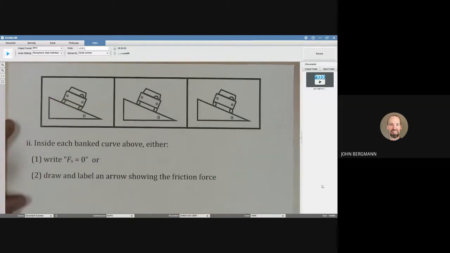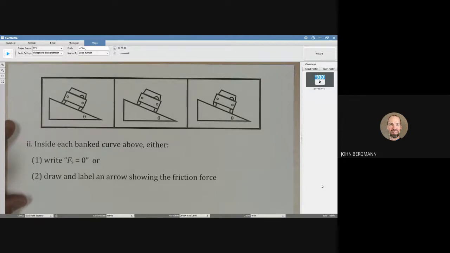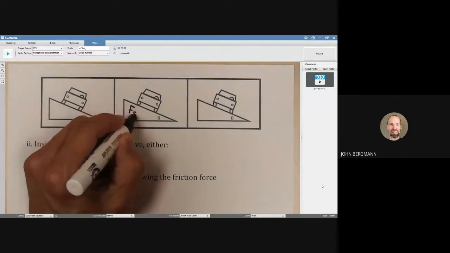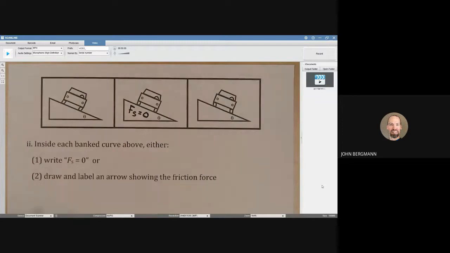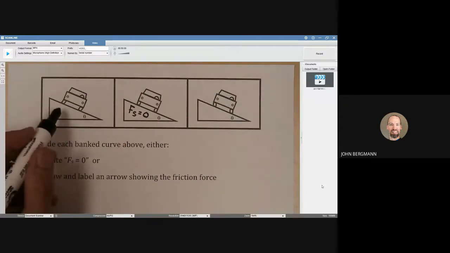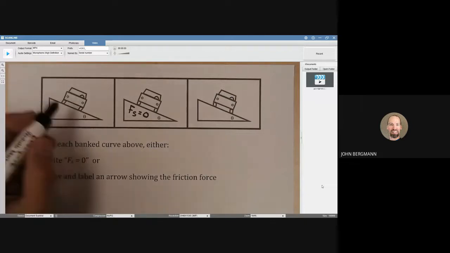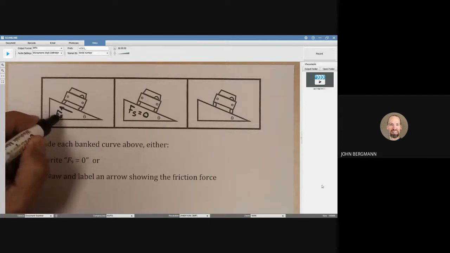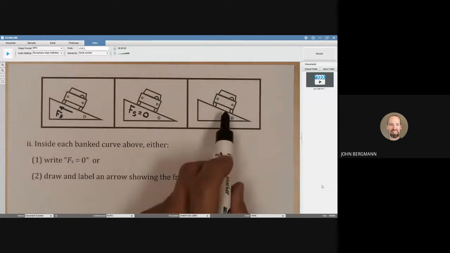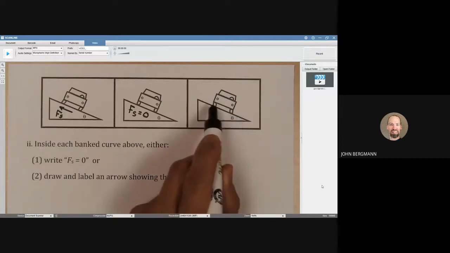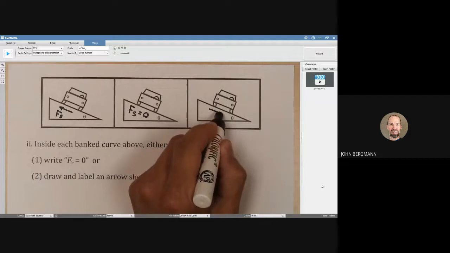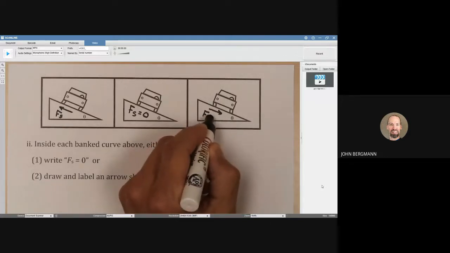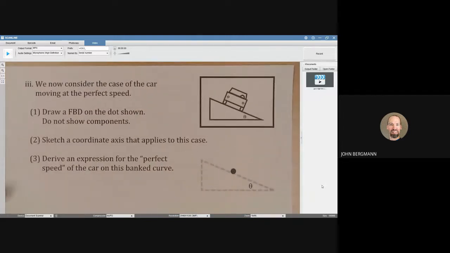So what's happening with friction? Inside each banked curve, write either Fs equals 0 or draw and label an arrow showing the friction force. In here, Fs is equal to 0, no friction there. And here, which way are things happening? See, the car is trying to slide down, and friction is trying to hold it back. So Fs is going to be going that way. And here, we talked about the car going too fast. It's trying to slide off the ramp, and friction is trying to help us keep it on there. Just like that.